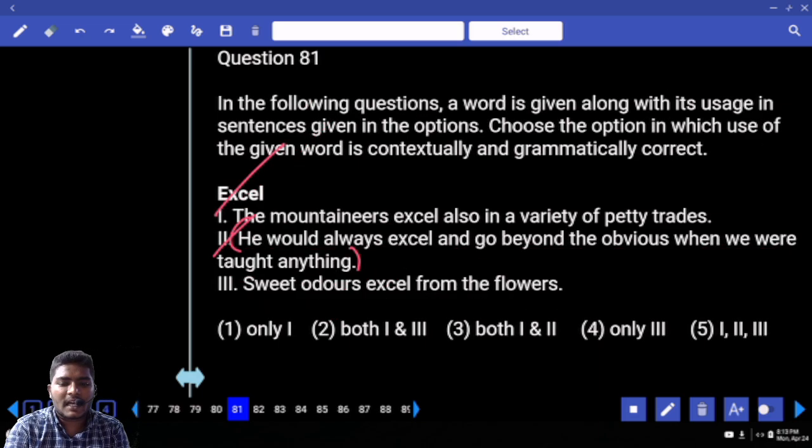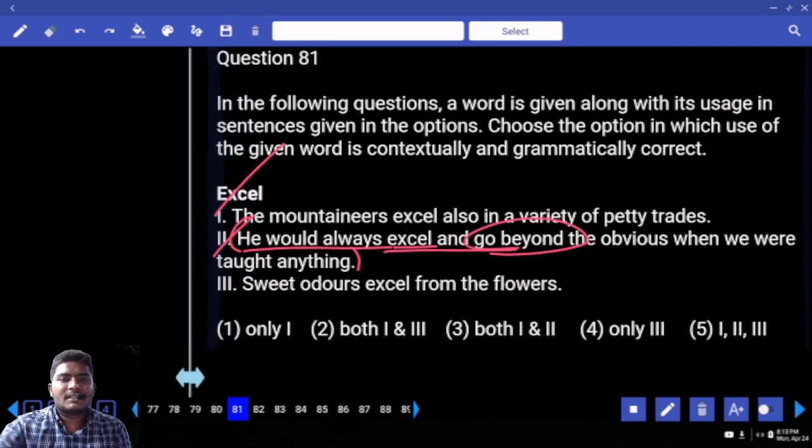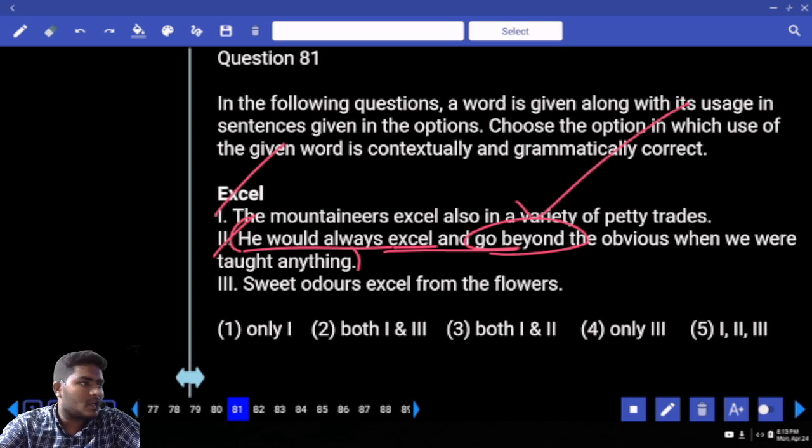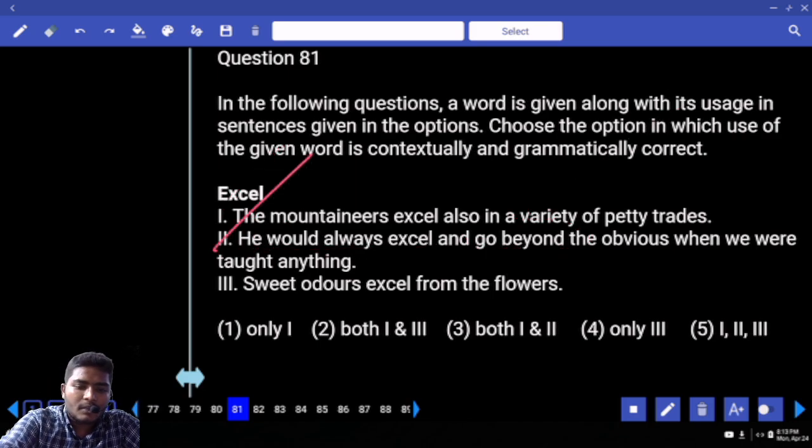Let's just read the second one again. He would always excel and go beyond. Excel and go beyond in the sense of not stopping at one place, or exceeding the opposition here. Exceeding some goal or going beyond something is called exceptional outstanding skill. So you can go with both 1 and 2. Answer comes with a 3.